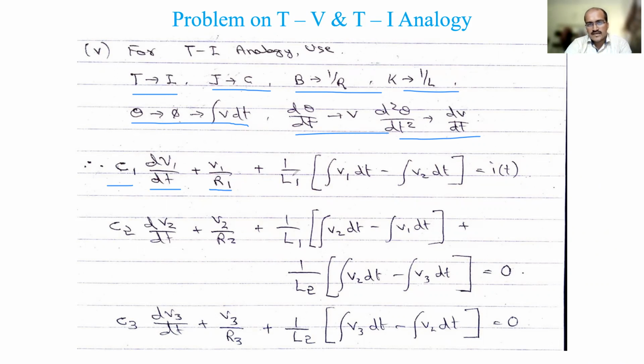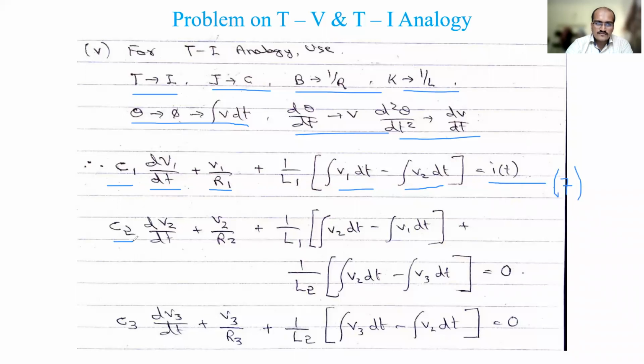Plus K1 is 1 by L1. Theta 1 integration V1 dt minus theta 2 integration V2 dt equal to torque, which is I of t. So this is your equation number 7. Okay, so 5, 6 over 7th one.